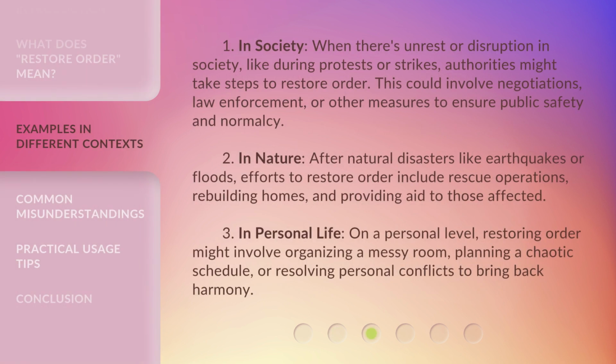1. In society. When there's unrest or disruption in society, like during protests or strikes, authorities might take steps to restore order. This could involve negotiations, law enforcement, or other measures to ensure public safety and normalcy.